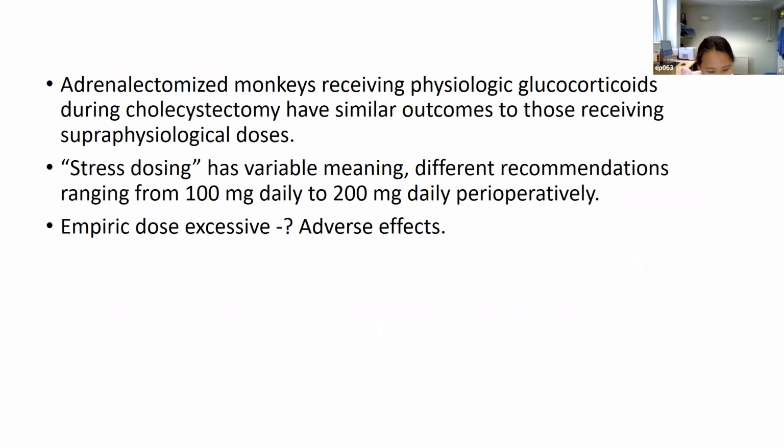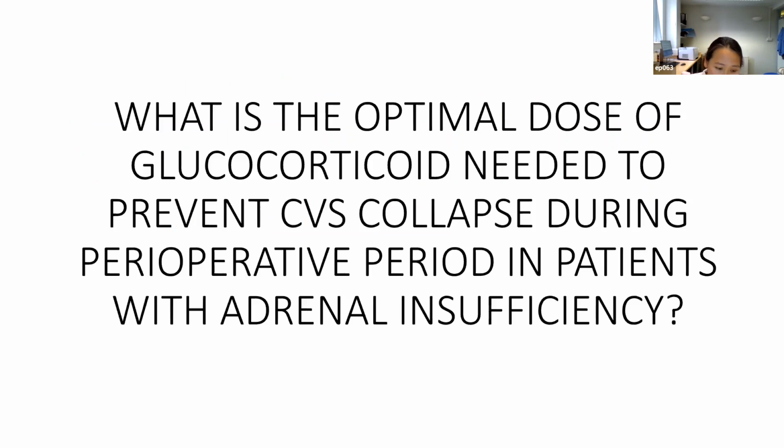But what we know now is that since the 1950s, there have been animal studies that show that adrenalectomized monkeys receiving physiological glucocorticoids during cholecystectomy have similar outcomes to those who receive supraphysiological doses. And the stress dosing has variable meaning to different groups of people. The doses that we use range from 100 milligrams to 200 milligrams daily, perioperatively. And we clearly do not know if this empiric dose is excessive and whether it's associated with any adverse effects. And so this forms the background of the research study.